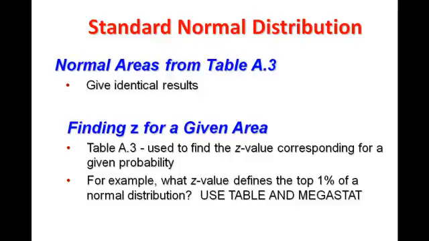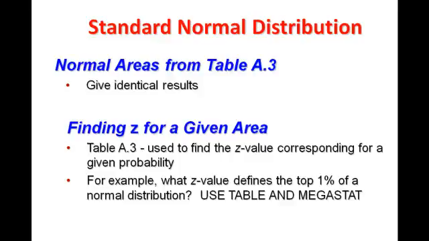What z-value defines the top 1% of a normal distribution? Okay, so pick up your book with your table. Now we're looking for a z-value, and what's given instead is the probability, 1%. If we were to write that out in proper form, it would be 0.0100, using those four decimals for probability.